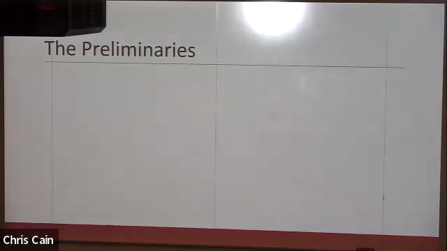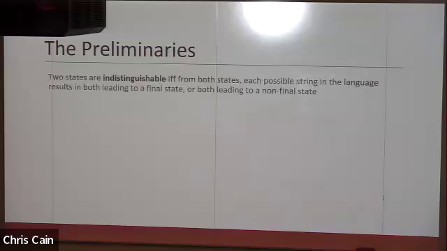So let's talk some preliminaries. We need to define this concept of indistinguishable. Two states are going to be indistinguishable if and only if from both of those states, every possible string that we could generate either leads to an equivalent accepting state or rejecting state. It doesn't have to be the same state, but they have to have the same finality.